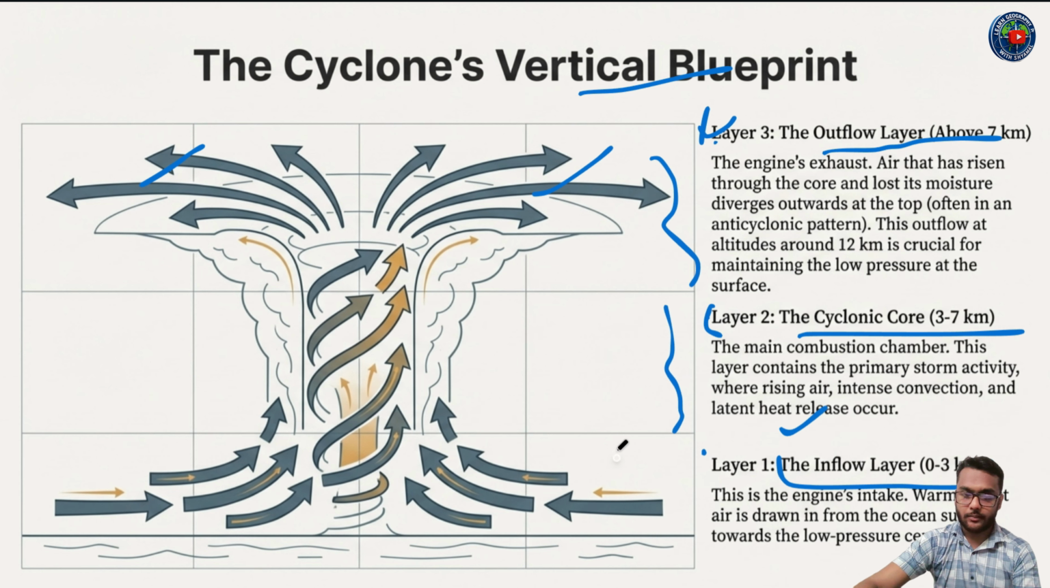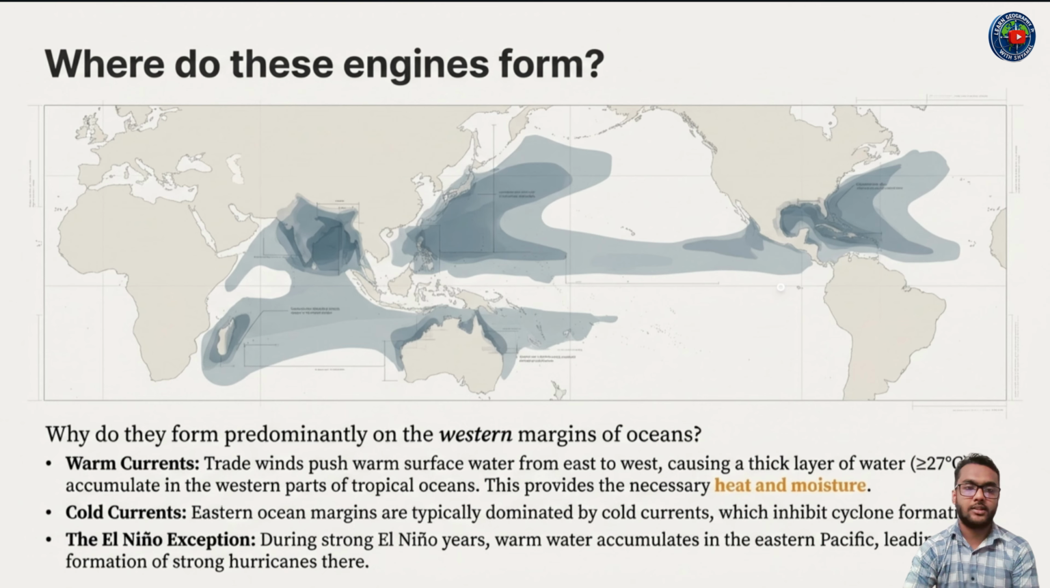Then layer 1, the inflow layer. This is the engine's intake. Warm, moist air is drawn in from the ocean surface towards the low pressure center, and it prevails in 0 to 3 km above the sea surface.